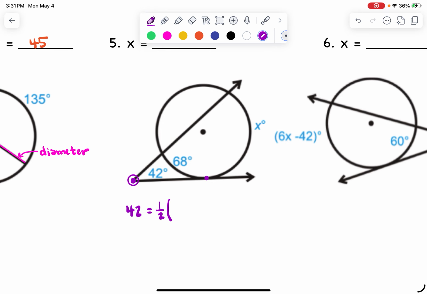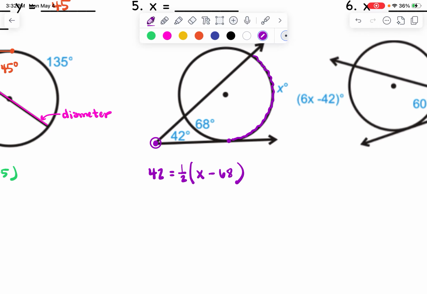Here's my point of tangency. So x is referring to that, right? So then x minus 68. Right, so in this case, we're just kind of working the problem backwards. We're looking for one of the arcs given the angle. So same formula. And you can solve this however you'd like.